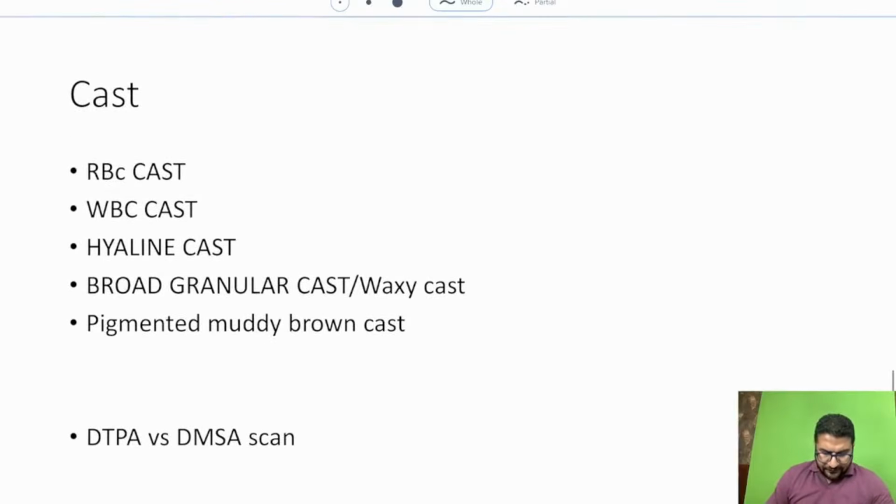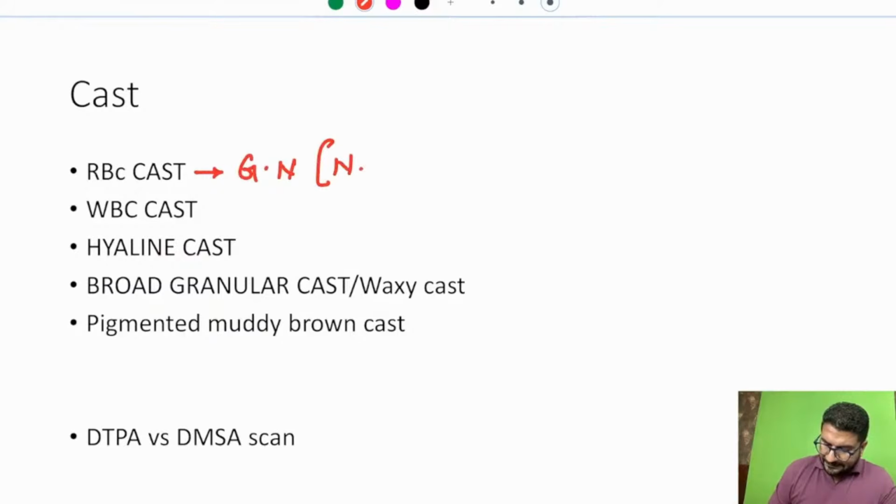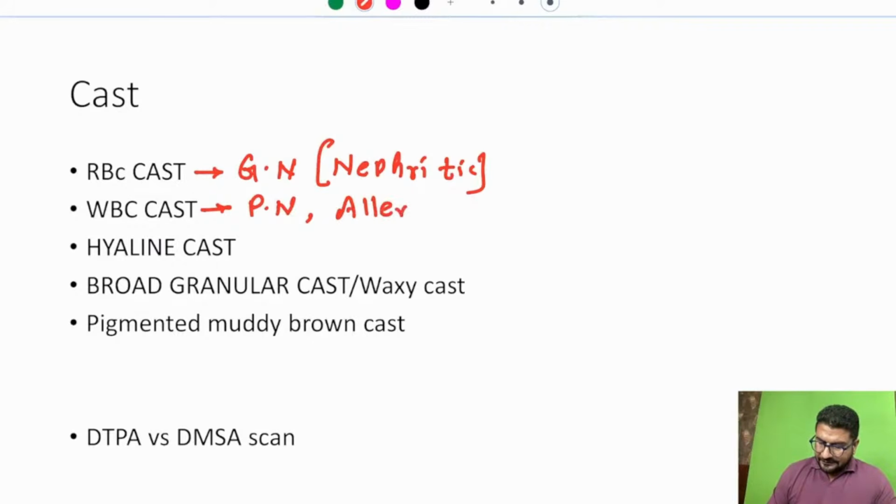They ask you questions on different types of cast. आपसे question cast से पूछते हैं. So we have RBC cast. RBC cast you will see in glomerulonephritis, especially in nephritic syndrome. WBC cast you will see in pyelonephritis. और कहीं पर मिलते हैं WBC cast? You will also see this in allergic interstitial nephritis. So here also you will see WBC cast.